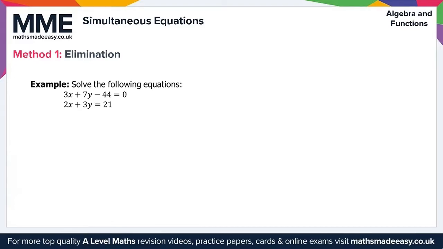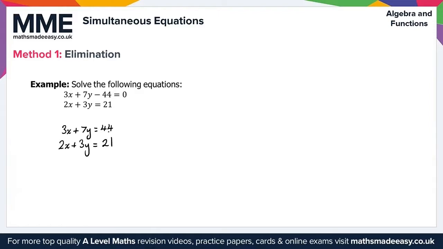The first thing we need to do is just be slightly careful. Notice our first equation here isn't quite in the correct form for us to use elimination. So to alleviate that issue, we just need to add 44 to both sides. So therefore 3x plus 7y is equal to 44. Okay. Now we just rewrite our second equation then. This gives us 2x plus 3y is equal to 21.